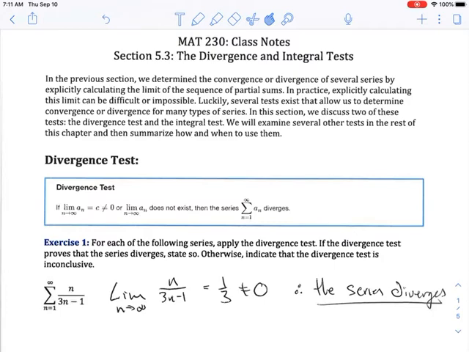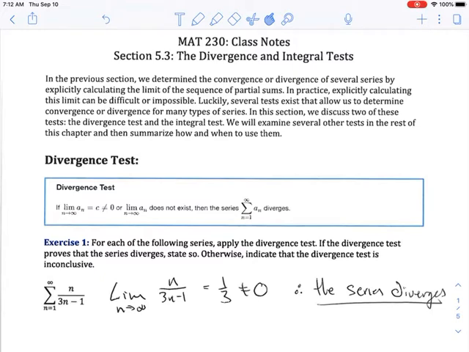So in the last section, we attempted to determine the convergence or divergence of series by calculating the sequence of partial sums. And as you probably quickly found out, that is a very tedious way to determine if a series converges or diverges. So the rest of this chapter is going to be devoted to various other types of tests that will help us to determine if a series converges or diverges. And so we're going to start with the divergence test.